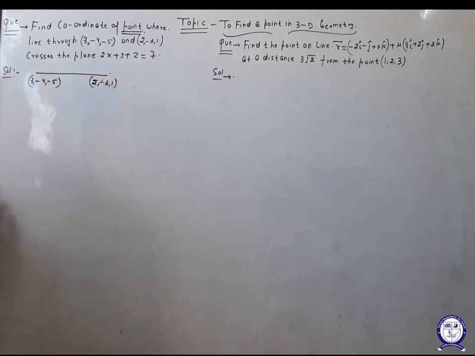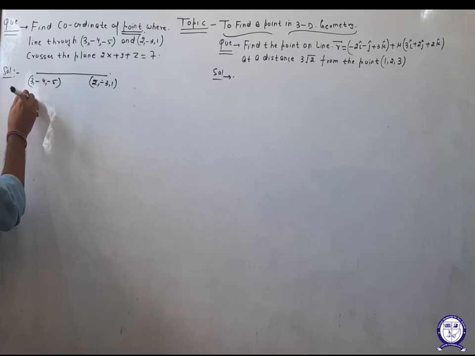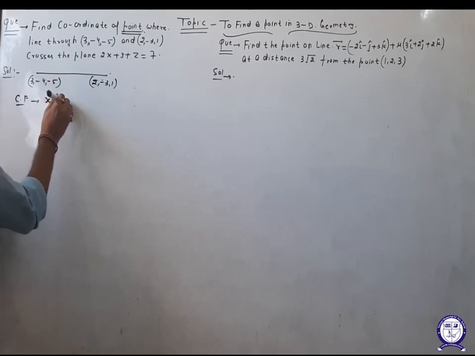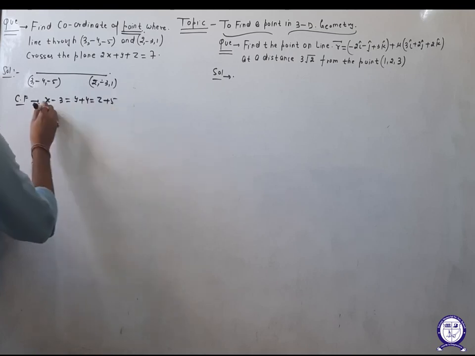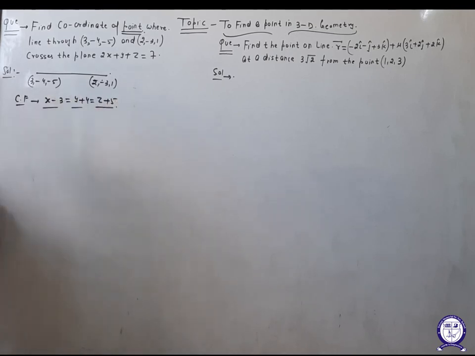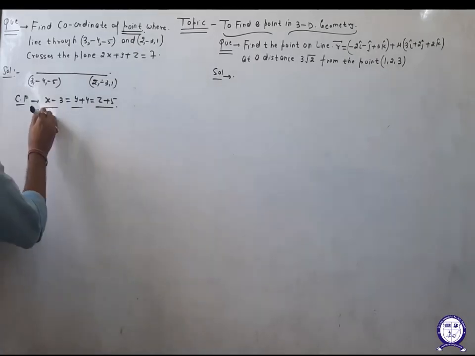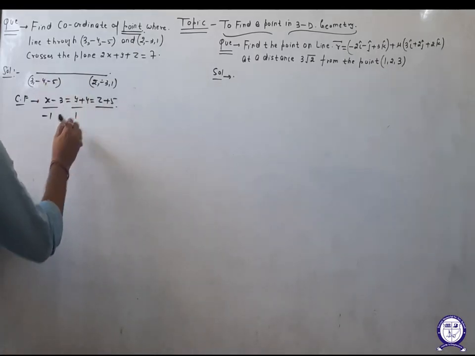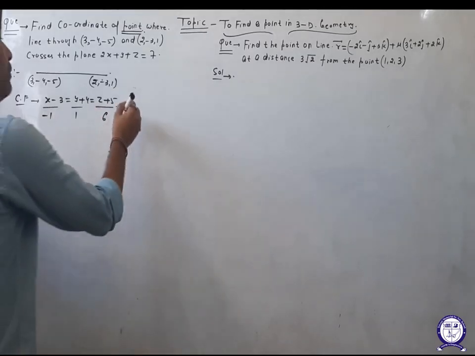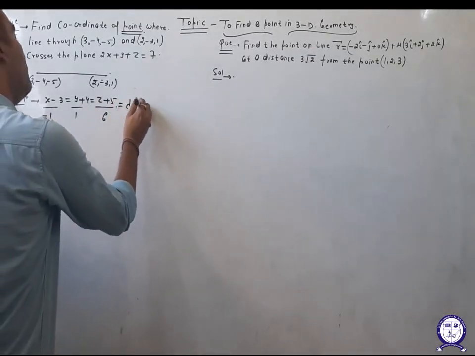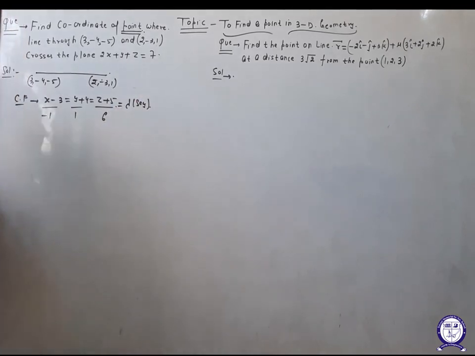From these points, get your Cartesian form: x minus x1, y minus y1, z minus z1 upon DR. DR is final minus initial: 2 minus 3, that is minus 1; minus 3 plus 4, that is 1; 1 plus 5, that is 6. To get a point, suppose it is equal to lambda, which we want to suppose.